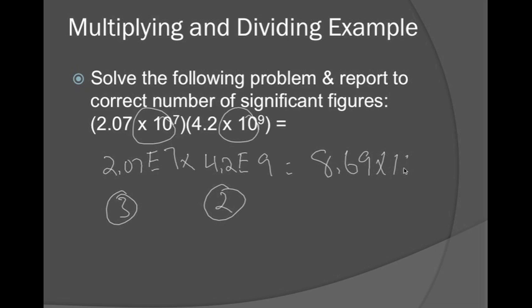8.69 times 10 to the 16th. And we'd round that to two significant figures. So here's our first, there's our second. So that 9 does round that 6 up to a 7. So our answer would finish and be 8.7 times 10 to the 16th.